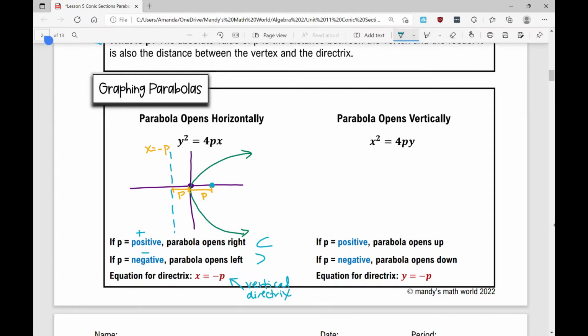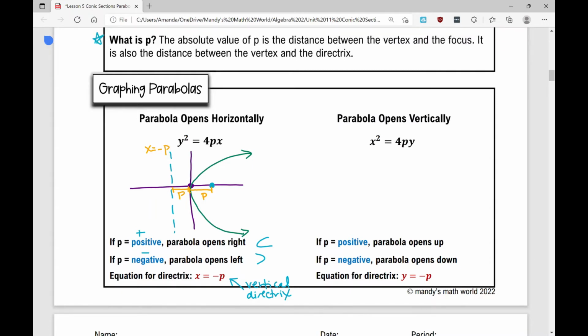So let's label this other one over here. What if you have a parabola that opens vertically? In this case, which I didn't really point out on the other one, I'm going to shift gears back over here. If it opens horizontally, guess what's squared? The y is what is squared. If it opens vertically, guess what's squared? The x is squared, and I only have one squared variable. I don't have an x squared and a y squared. I just have one squared variable.